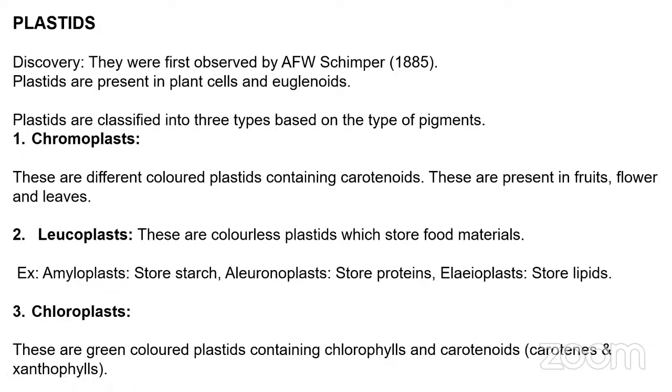The next is the chloroplast. We all know what a chloroplast is since we study it from earlier classes also. These are green colored plastids that contain chlorophyll and help in the process of photosynthesis. So these are green colored plastids containing chlorophylls and carotenoids, especially carotenes and xanthophylls.